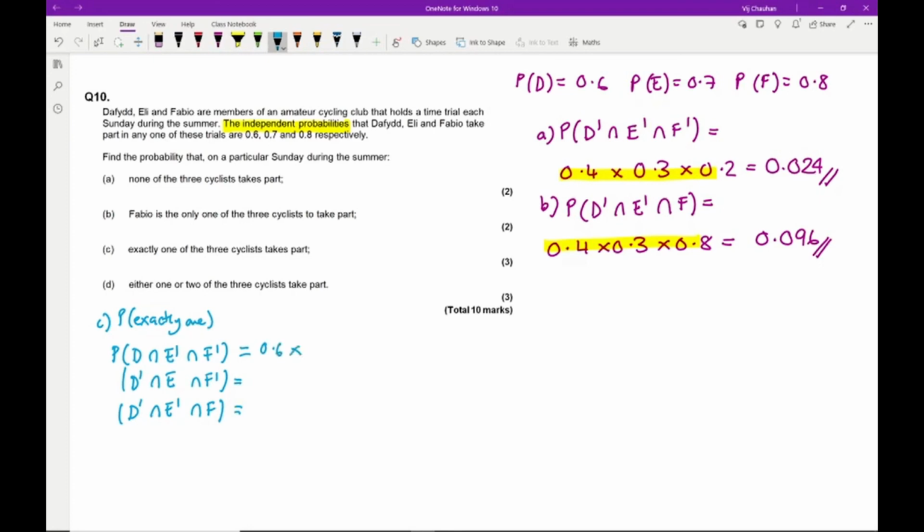So it's going to be 0.6 times 0.3 times 0.2, which gives me an answer of 0.036. For the second one, we've got 0.4 times 0.7 times 0.2, which gives me 0.056, and we've already worked out the third one, which is 0.096. And so all I then need to do is add those three probabilities up, in which I get 0.188, and there is my final answer for C.